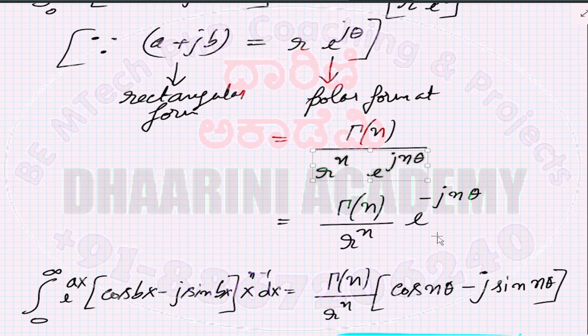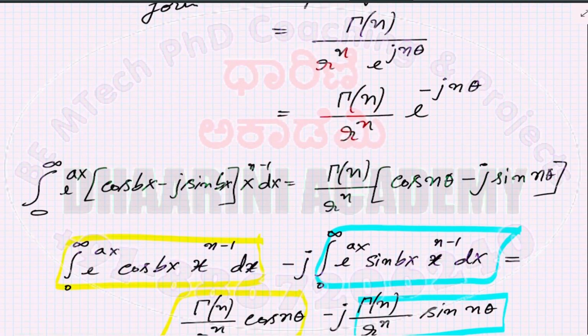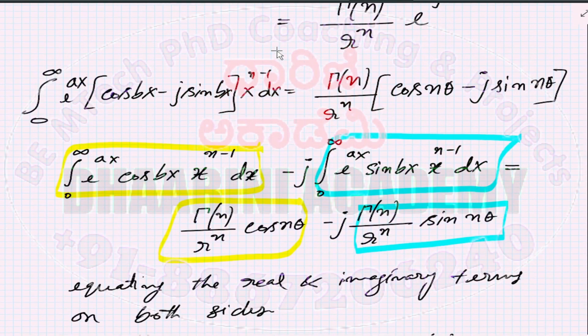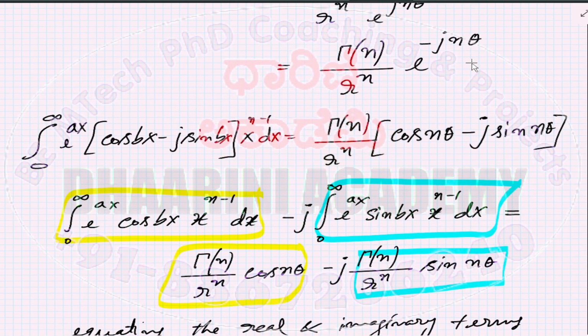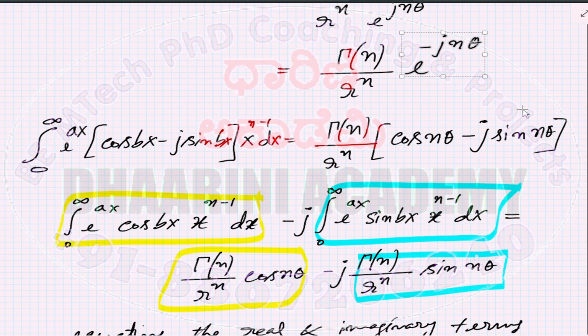Out of which I keep the gamma function and the denominator r to the n as it is. What I do, I'll take the denominator e to the j n theta to the numerator. So this becomes e to the power minus j n theta. Alright, next step, now I bring the left hand side as well. This was the original content on the left hand side, and right now I got this as the RHS, because here I'm going to replace the exponential e to the power minus j n theta by cos and sine: cos n theta minus j sine n theta.